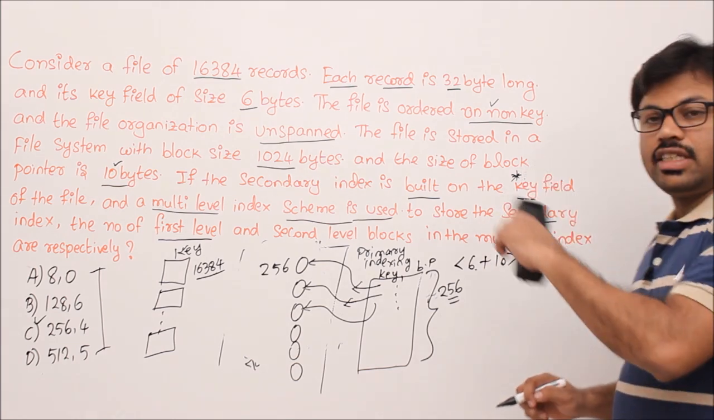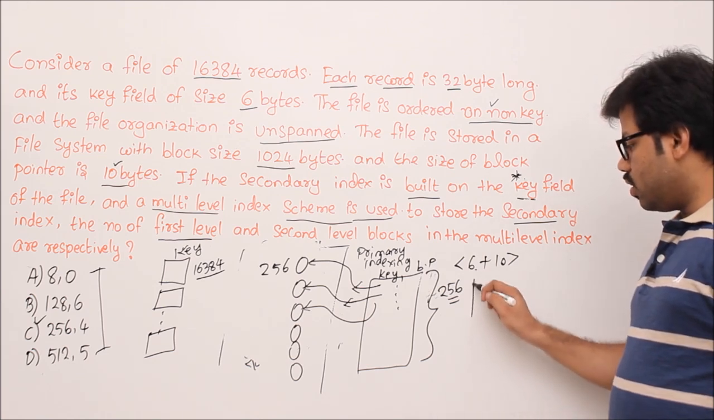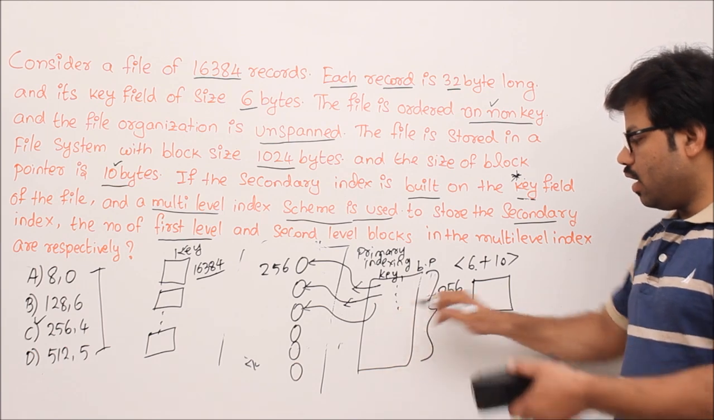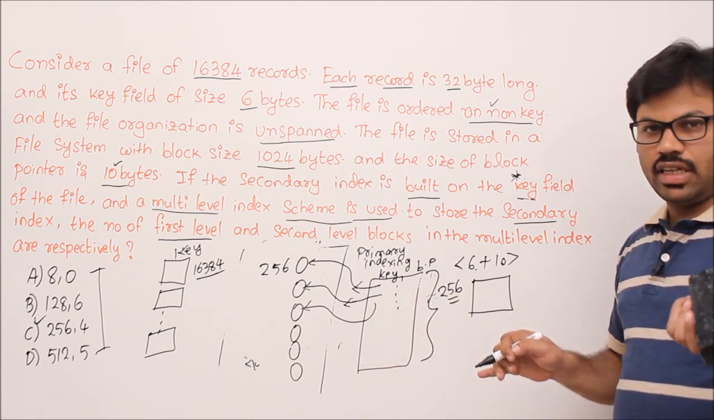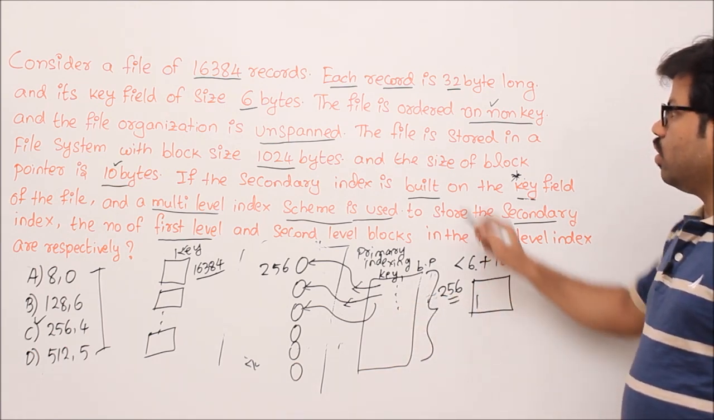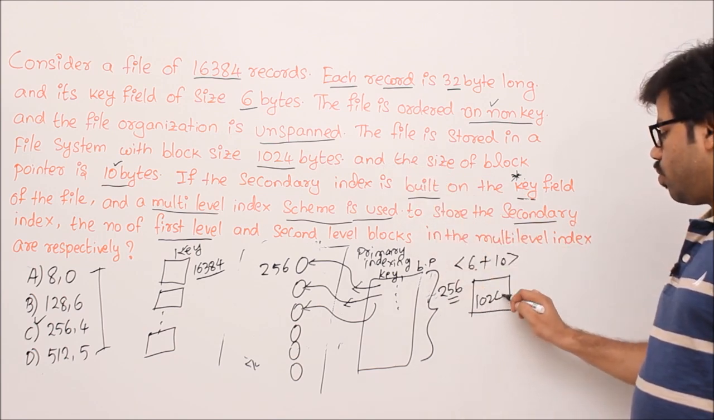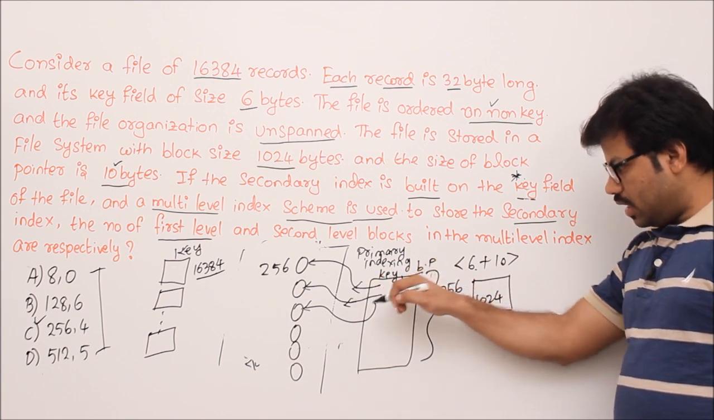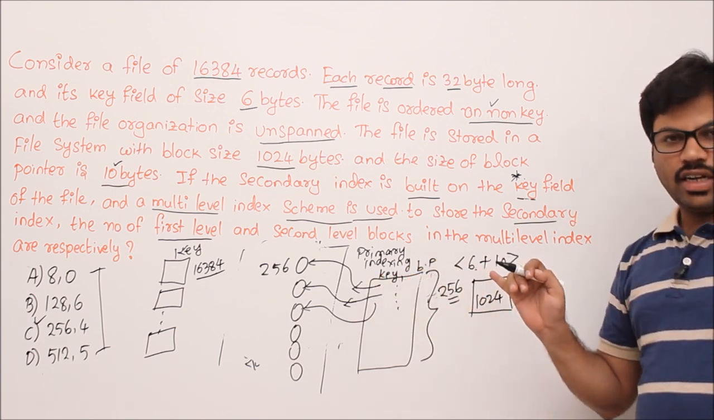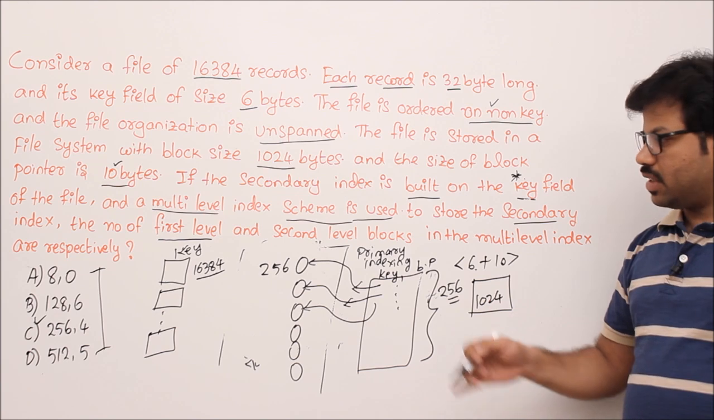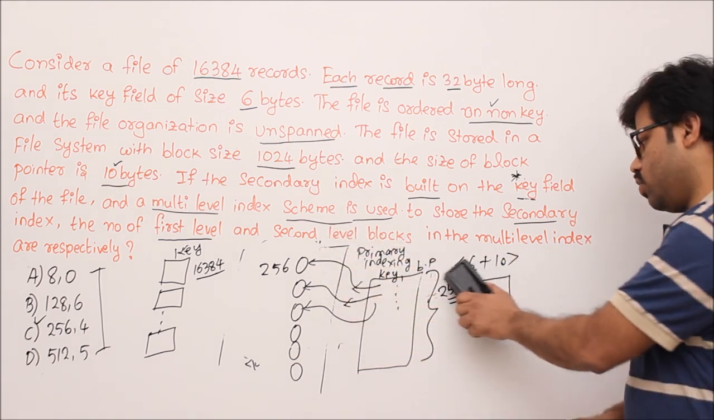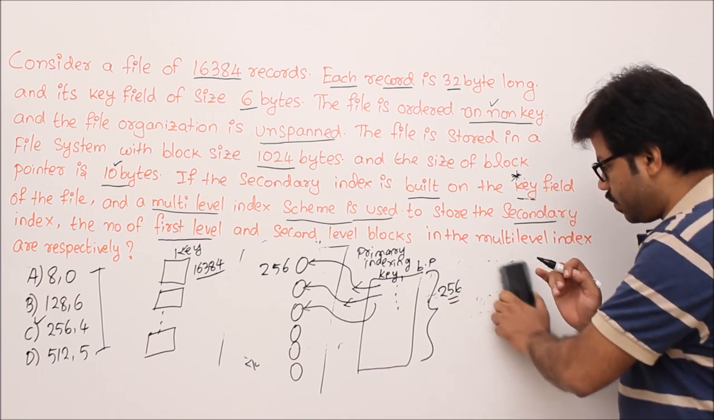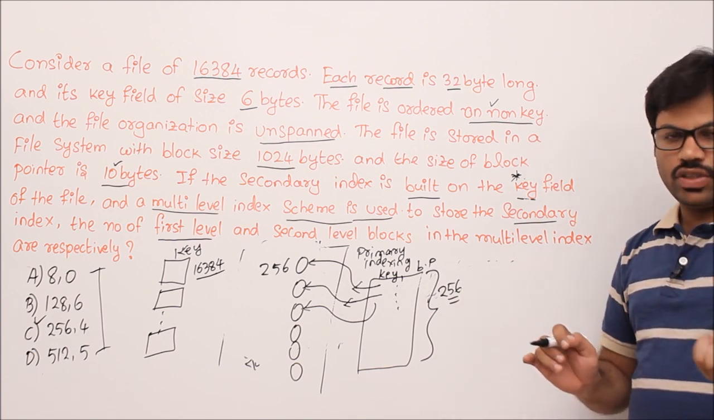Now again, since it is unspanned organization, we should see whether the complete block is being used for your file or some wastage is there. So again go back to your block size, 1024 bytes. Now the records in this file are again 16, right? So that means I am not wasting space like in the first level index. There is no wastage of space, so I can say my effective usage is full.